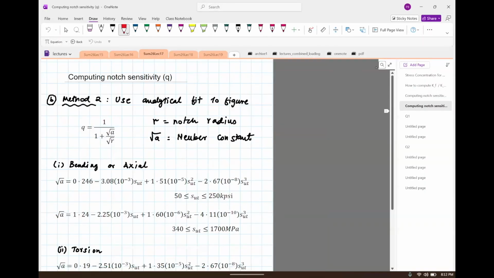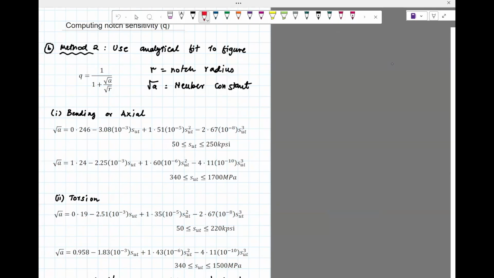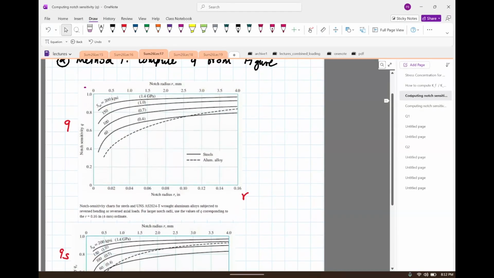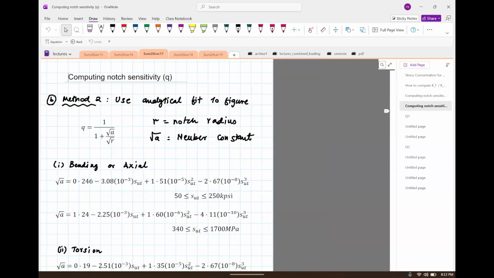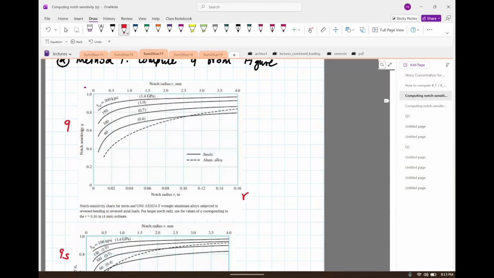The other approach is using an analytical fit. What they have done is they've taken these plots and used nonlinear regression to figure out what curve best explains them. So that is these formulas. For these formulas, there's a new constant called the Neuber constant, which is needed. This Neuber constant appears in the equation as given here. Note that there is the notch radius r also in there, because ultimately you're fitting Q as a function of r and this constant called the Neuber constant. And this Neuber constant is actually a function of Sut. So if you look at this plot, Q is a function of Sut and r, and that's pretty much what is showing up in these equations.